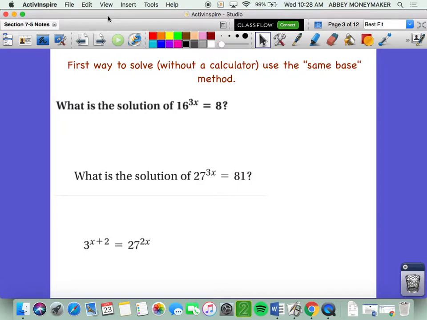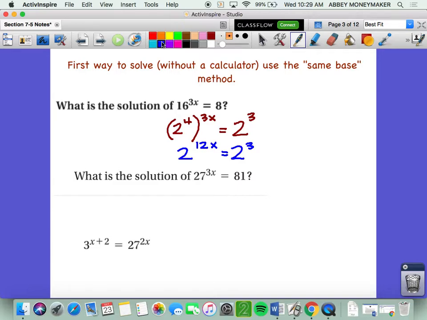So I'm using the same base method because I can rewrite 16 and 8 in terms of a common base. What would that common base be? 2. So I can rewrite 16 as 2 to the 4th power, and then that's raised to the 3x. How can I rewrite 8? 2 to the 3rd. So let's clean this up a little bit. Power to a power, what do we do? We multiply. So that would be 2 to the 12x equals 2 to the 3rd.